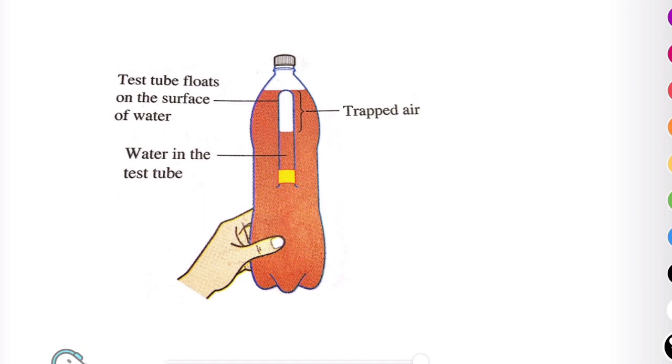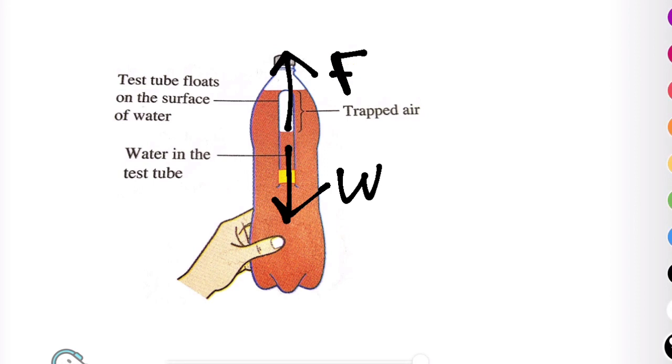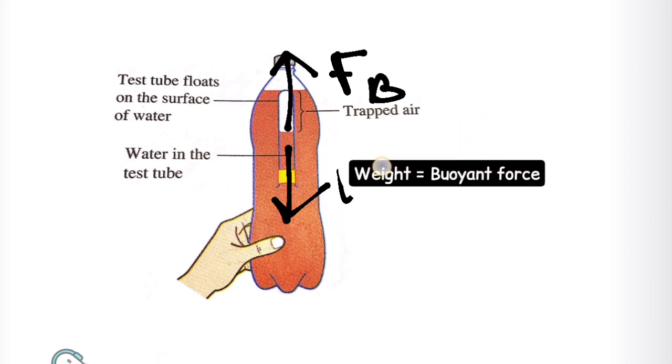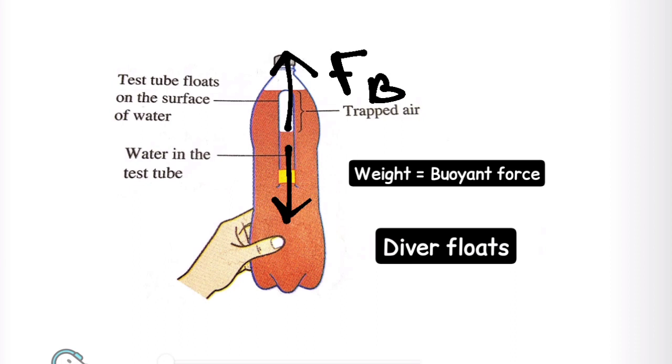Okay, so as you can see, when the diver floats on the surface of the water, there is air trapped in it and also water in the diver. So, the weight of the diver is equal to the buoyant force. When the weight is equal to the buoyant force, the diver will float because the resultant force is 0.